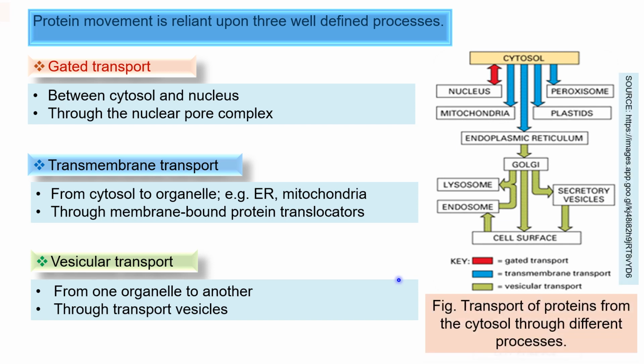The figure shows the different processes, that is, the gated transport between cytosol and nucleus in red, the transmembrane transport from the cytosol to different membrane-bound organelles in blue, and the vesicular transport from the endoplasmic reticulum to different organelles, as well as from the cell surface to lysosomes in green.